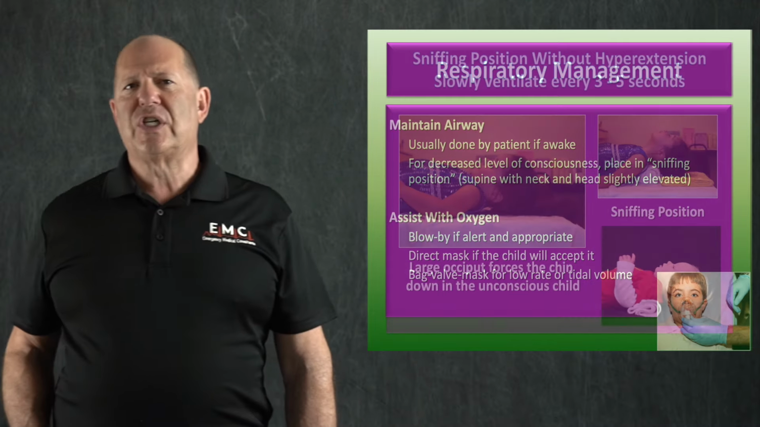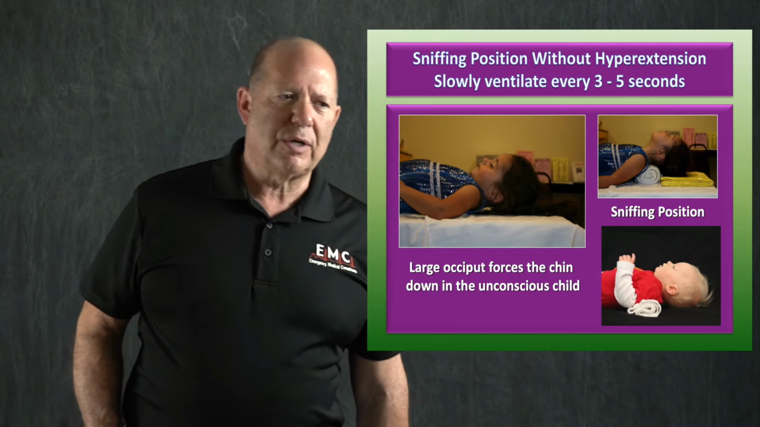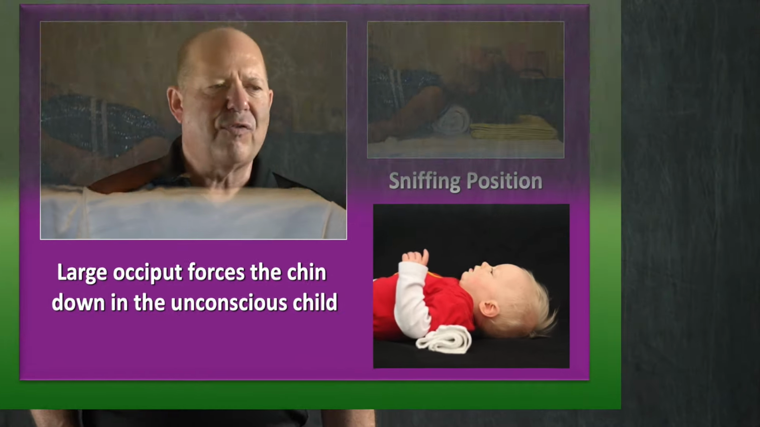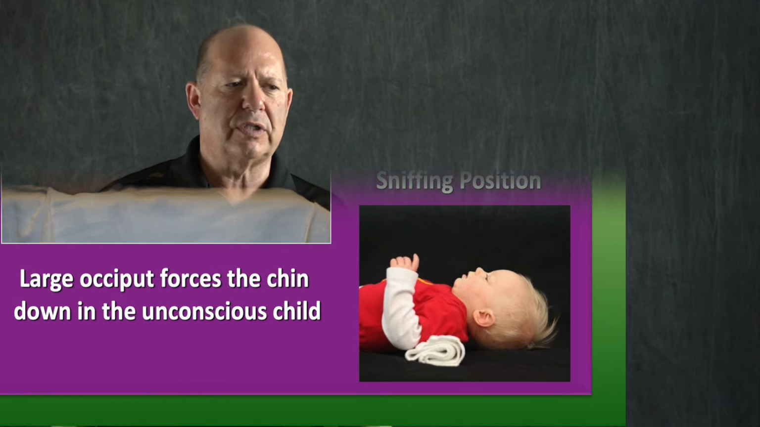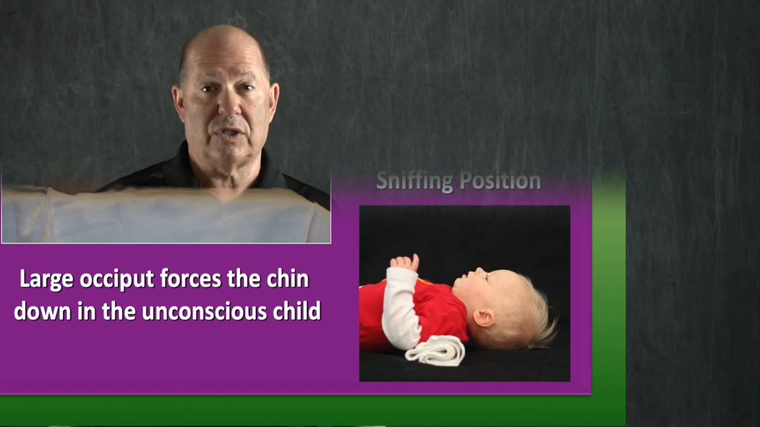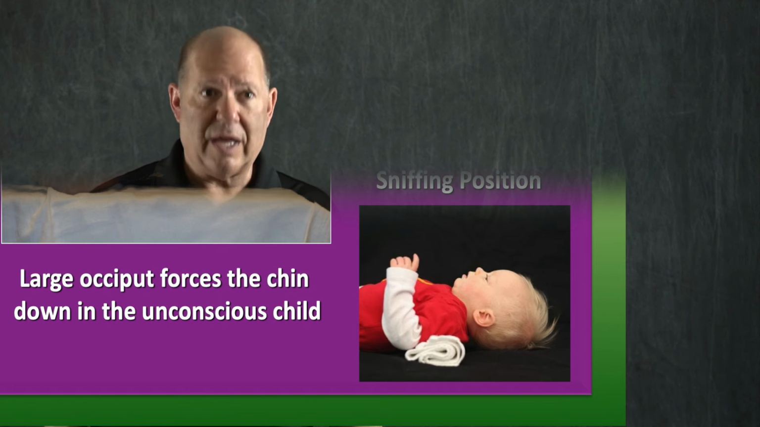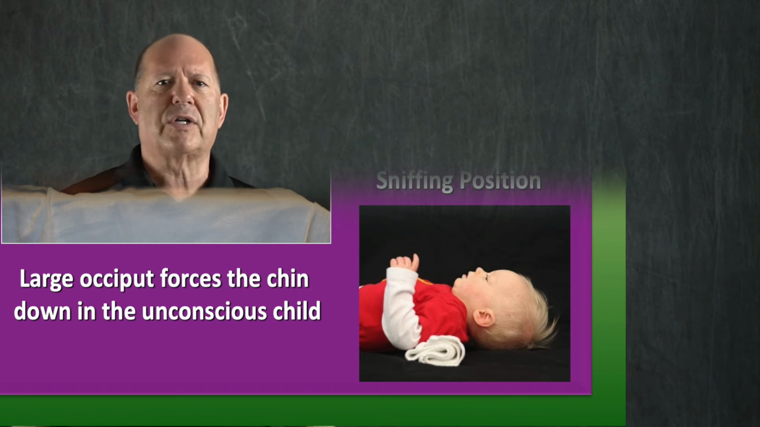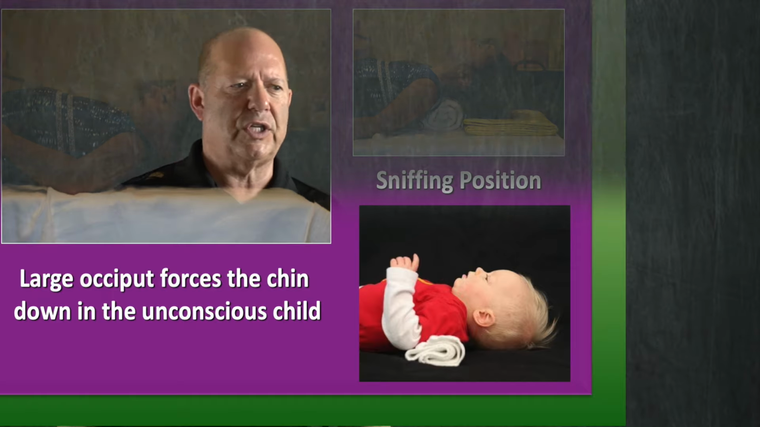So if we look at positioning of the airway and the sniffing position, I've given you a couple of examples here. On the bottom right in an infant, if we elevate the infant's shoulder to make up for the fact that they have a large occiput that forces their head down when they become unconscious, elevating the shoulder like that will put us in a more neutral position.